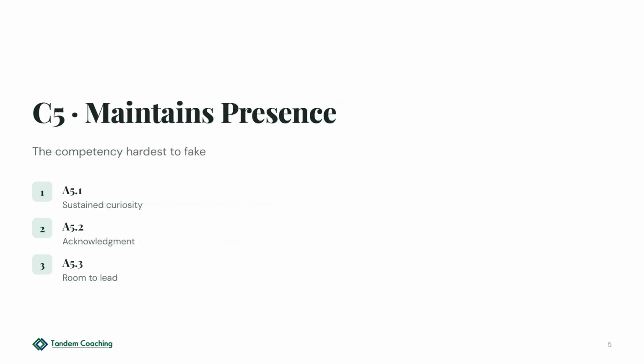Competency 5 maintains presence, 3 statements. A5.1, the coach is curious throughout the session. A5.2, the coach acknowledges situations that the client presents. A5.3, the coach allows the client to direct the conversation at least some of the time. 5 seconds of silence after the client finishes speaking, followed by a question that builds on what they said. That's A5.1 and A5.3 together. The coach is curious, and they're giving the client space.